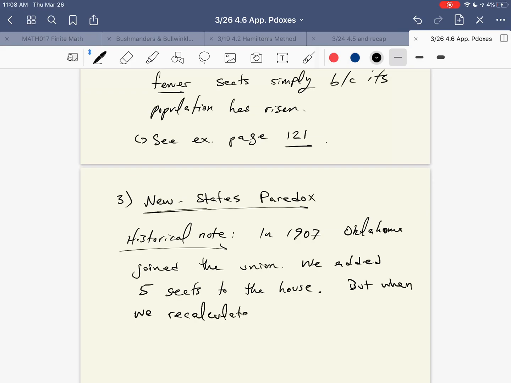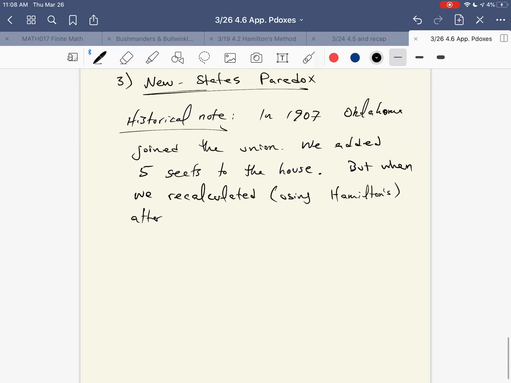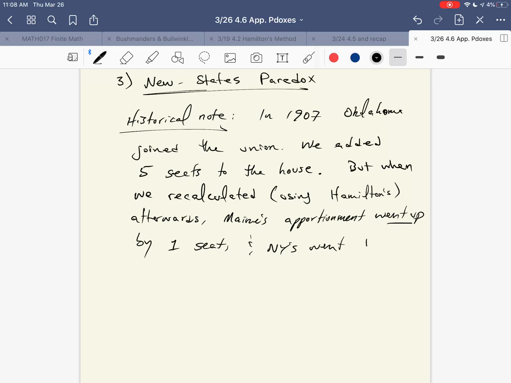But when we recalculated using Hamilton's method after they joined, Maine's apportionment went up by 1 seat and New York's went down by 1 seat. This is surprising, because Maine and New York have nothing to do with Oklahoma.